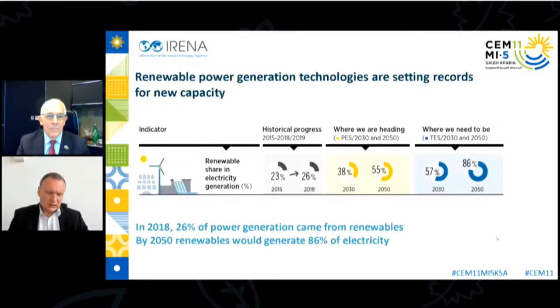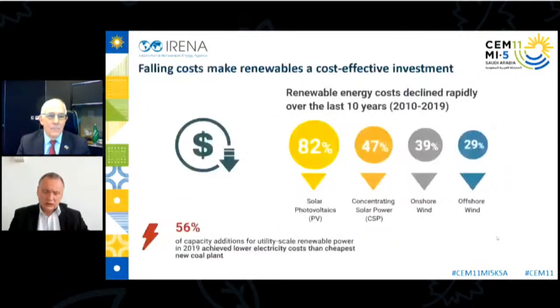as I said, they continue to fall. The cost for solar PV has fallen by 82% last year, and 56% of utility scale renewable power capacity additions in 2019 achieved lower electricity cost than the cheapest new coal plant. So that's, I think, an important number to reflect on.